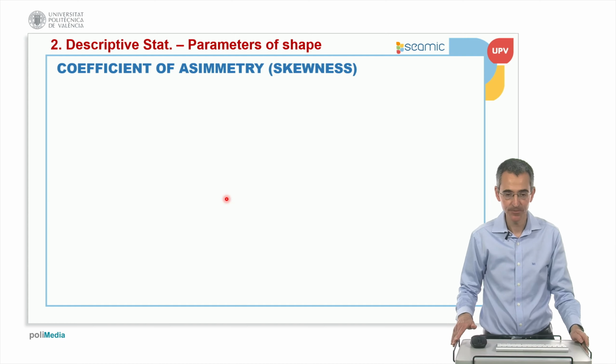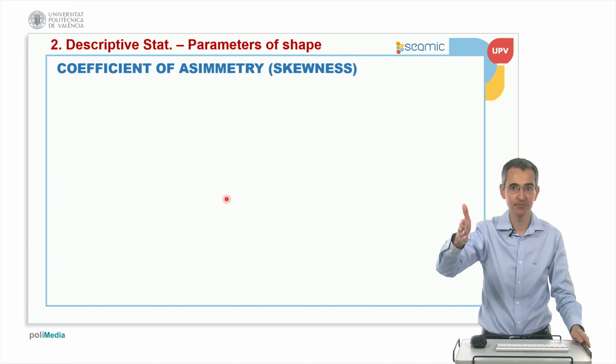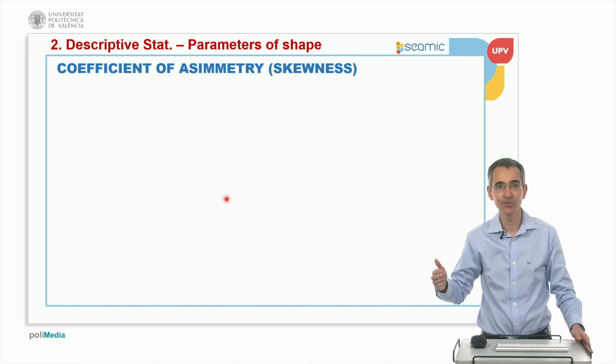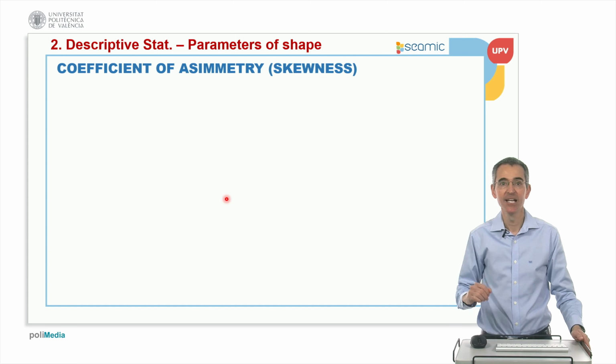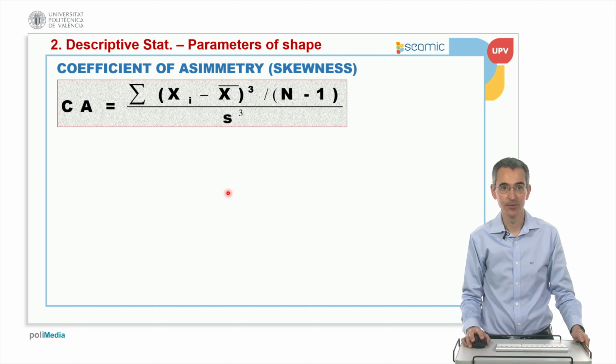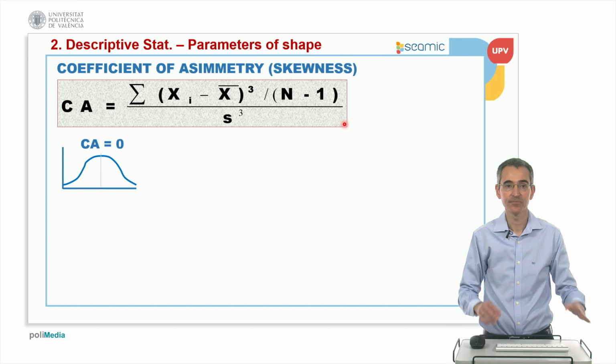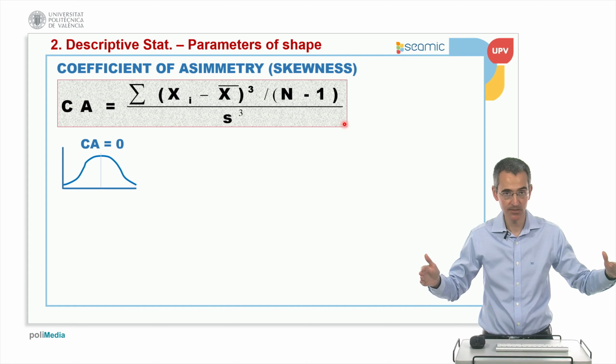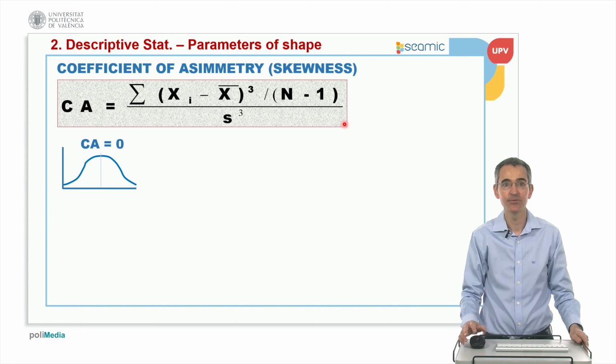Okay, now remember that we have parameters of position, parameters of dispersion, but also parameters of shape. One of the most important is the coefficient of symmetry, also called the skewness coefficient. This is the formula. The formula is non-dimensional. For example, if the unit is centimeters, finally it has no dimensions. If we have data from a symmetric distribution, for example a normal distribution, and we apply this formula to those data, we get a value of 0.